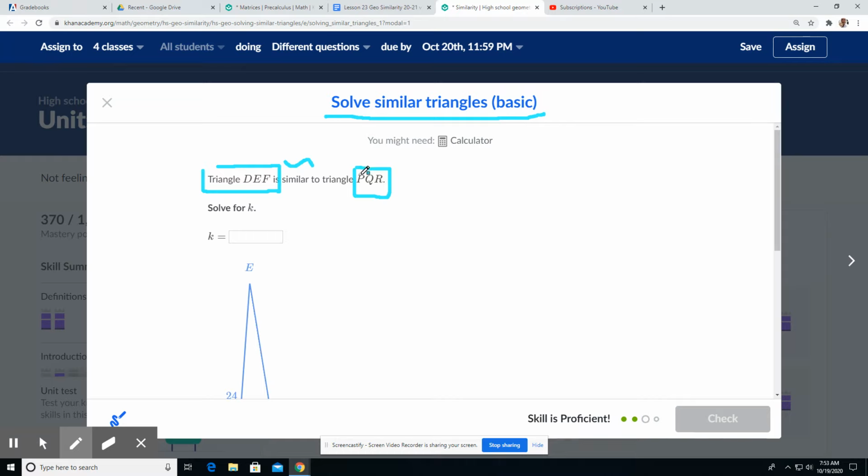So DE matches PQ, EF matches QR, RP matches FD. So those are the sides that match. We want to set these up as a proportion. So I'll go ahead and say triangle DEF is on top and triangle PQR is on bottom. Usually it's nice when the bigger numbers are on top, but it doesn't matter so long as every side matches with these. We're setting up a proportion. All you really need are two sides, but I'm going to show you all three just so we can see how things link together.